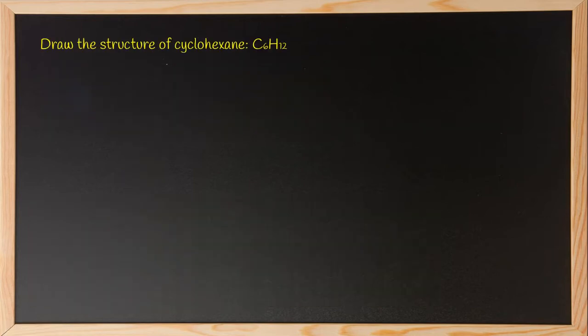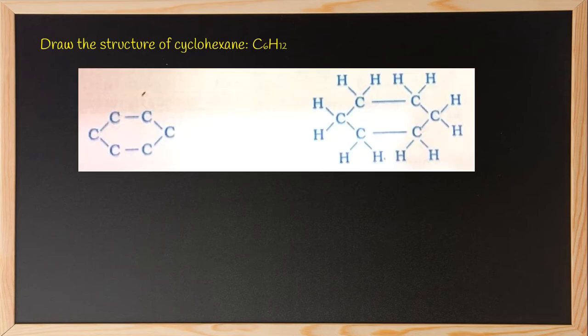Now draw the structure of cyclohexane, C6H12. As the name suggests, it is cyclohexane. Hex means 6 carbons. Cyclo means it is arranged in the form of a cycle or a ring. So when we draw the structure, first bring all the carbons together, in the form of a cycle.